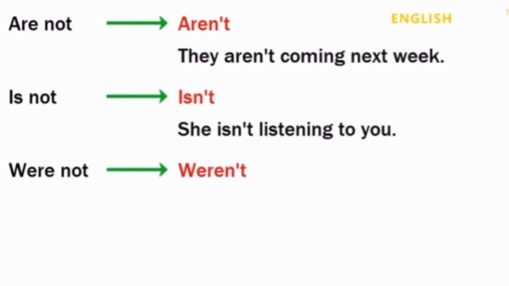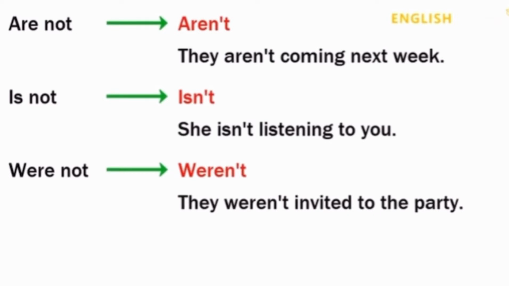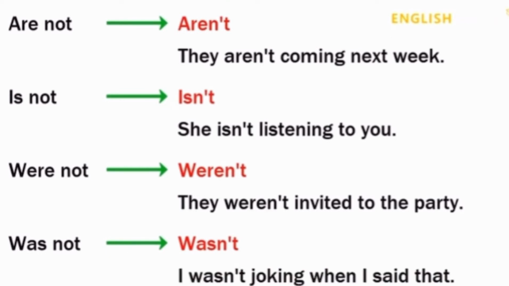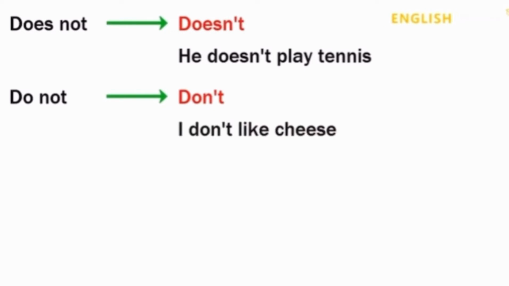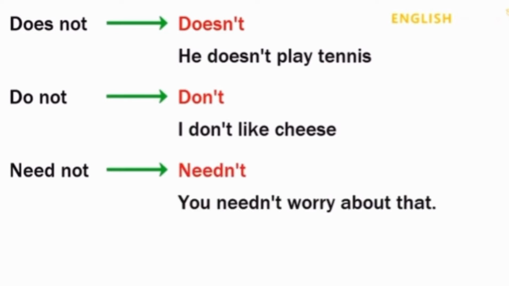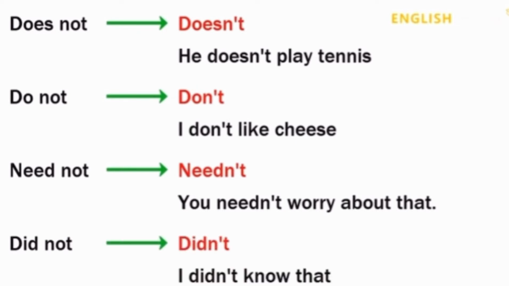Weren't they weren't invited to the party? Wasn't I wasn't joking when I said that. Doesn't he doesn't play tennis? Don't I don't like cheese. Needn't you needn't worry about that. Didn't I didn't know that.